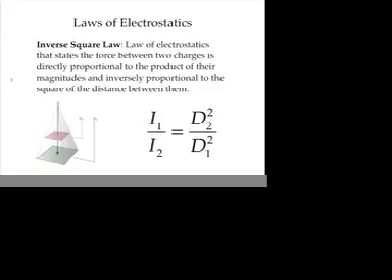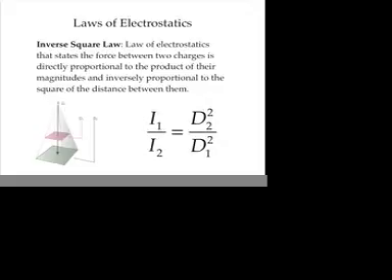The next one is what's called an inverse square law. This states that the force between two charges is directly proportional to the product of their magnitudes, that's basically how big they are, and inversely proportional to the square of the distance between them. We will actually have an equation for this. The equation at the right is not for this one, but we will be using this inverse square law variation quite a bit in class when we look at intensities of X-rays and how far away they are.